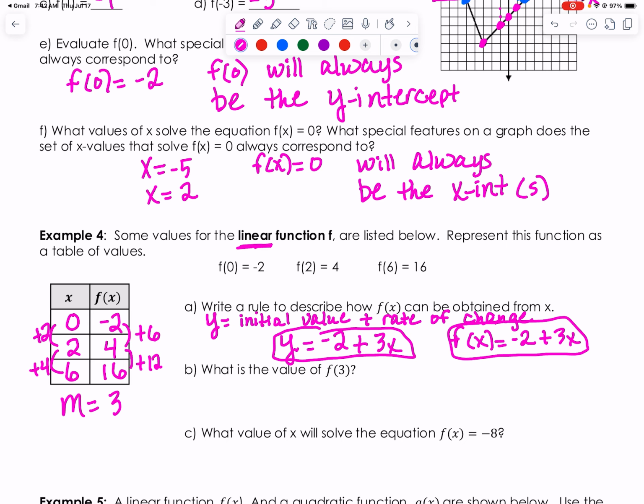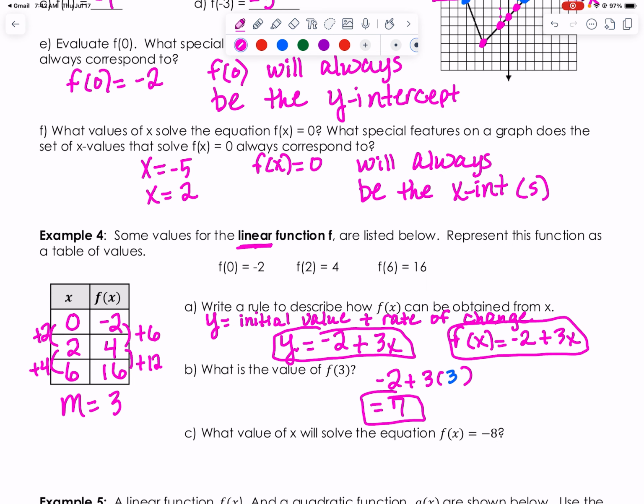So in problem B, they want us to find the value of f of 3. So this is saying your input value is 3. So we would have negative 2 plus 3 times 3. So order of operations, 3 times 3 is 9, and 9 plus negative 2 would give me positive 7.